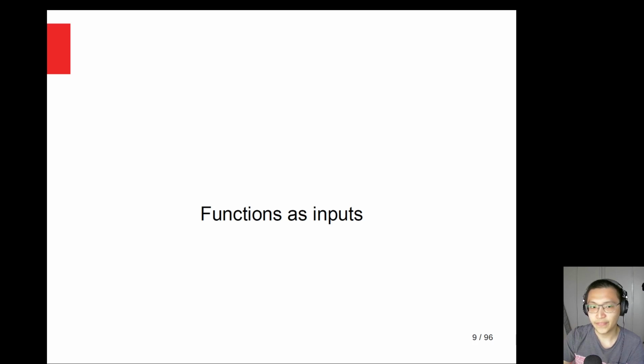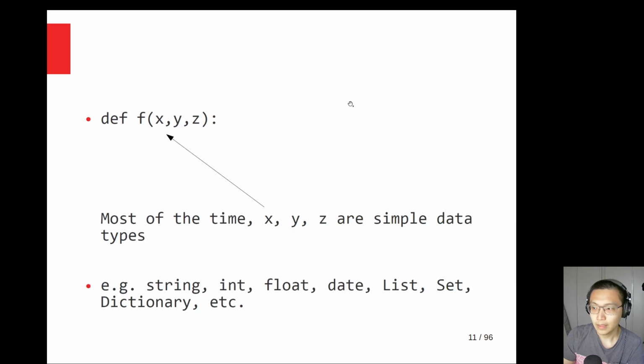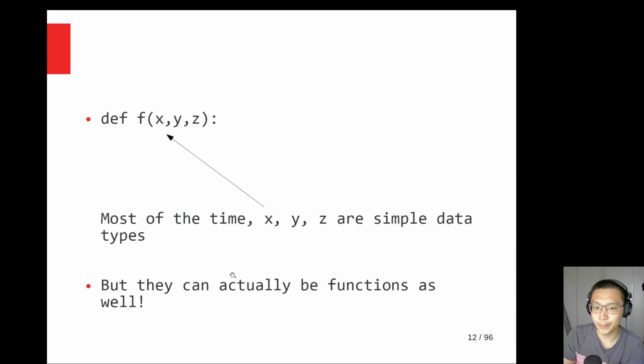So let's start off with functions as inputs. Take a look at this very basic function. Most of the time, when we input into a function, our inputs x, y, z are simple data types. For example, it may be string, integer, float, date, list, set, dictionary, etc. Usually our inputs to functions are simple data types like these. But on the other hand, you could have functions as inputs to other functions as well.